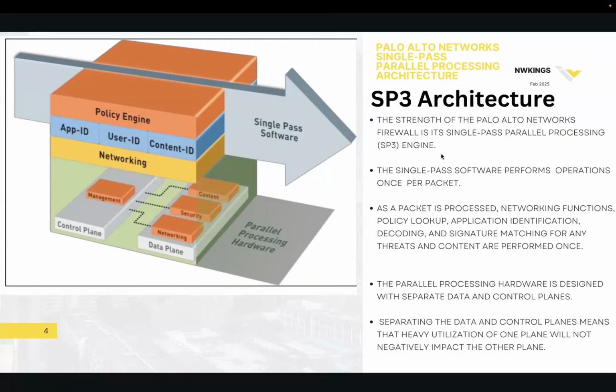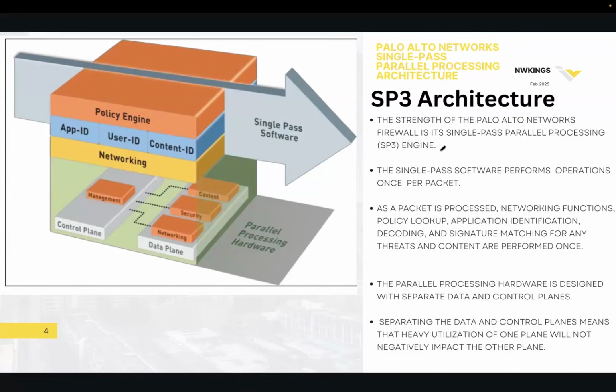In terms of full form, SP3 means single pass parallel processing architecture. What is single pass? Single pass means do it once only, not repeat it. And parallel processing means do all the functions in parallel. Let's take an example. Okay, this is a very good diagram from the internet, but you won't understand much.